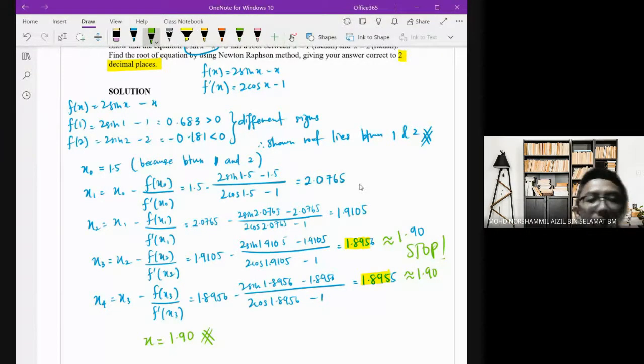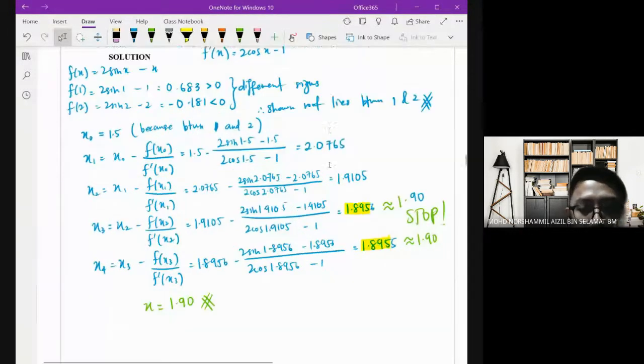Okay, bagus soalan-soalan ni. Tadi exactly sama. Yang ni tak sama sangat, tapi nak tahu pula macam mana nak stop dia kan. Okay, sebabnya bila kita round off up to 2 decimal places dah sama. So we can stop. Okay. So sorry guys, cepat sikit.